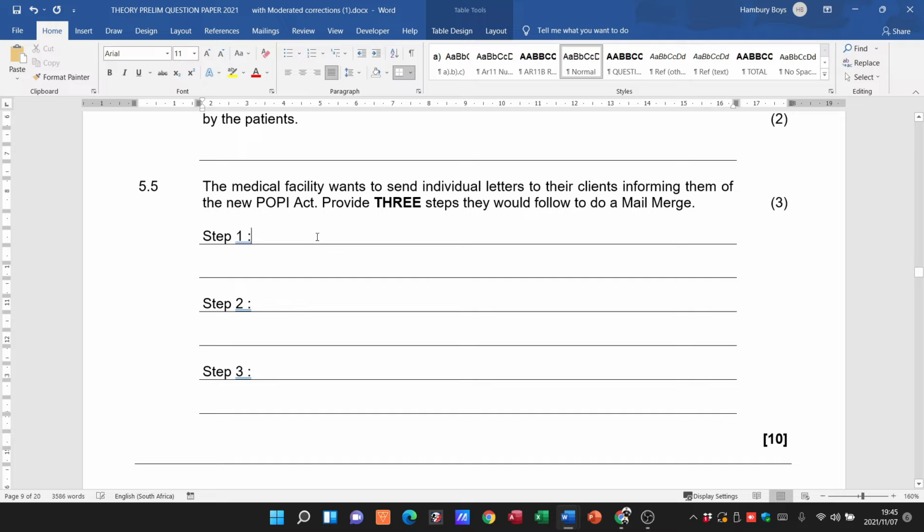So you could say, for example, step number 1 is to choose the mail merge wizard, or start your mail merge. Then you would go on to select recipients or select the data source that you are going to be using. You would then insert your fields and finish. That's it.